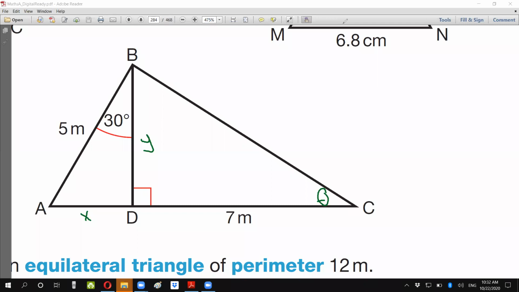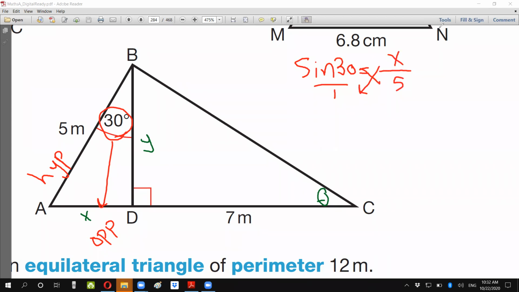The big one first. X, you mean, or Y? Let us take X. From angle 30, I will make a line. X is opposite, and here is the hypotenuse, right? Which rule will you use? Sine. Sine 30 is equal to X out of 5.